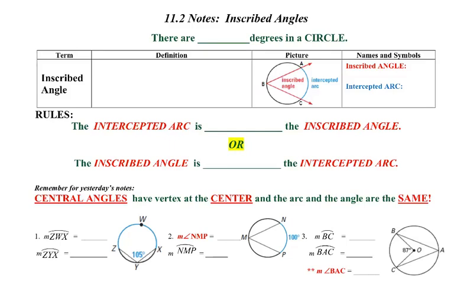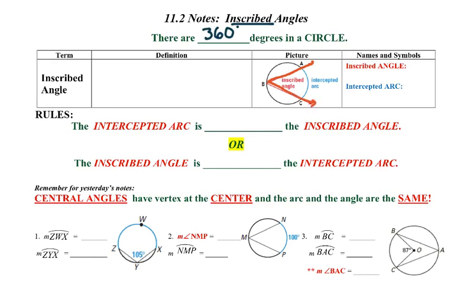So we've already done central angles and how they're the same. Now we're going to do what's called an inscribed angle. And we're always going to remember, like always, that there are 360 degrees in a circle. An inscribed angle, if you look at the picture here, I'll show the picture first. This is an inscribed angle.